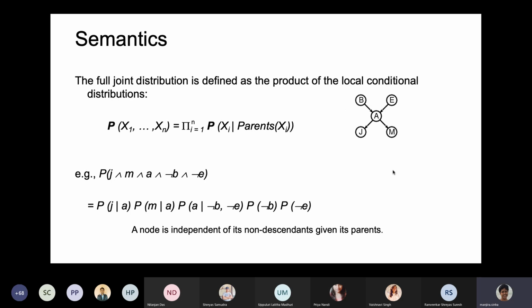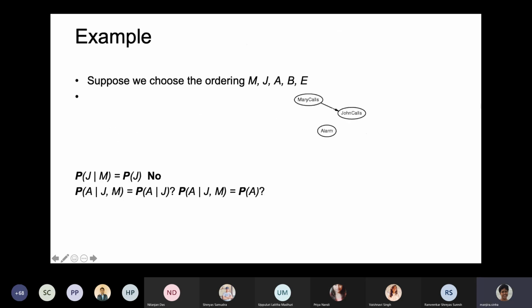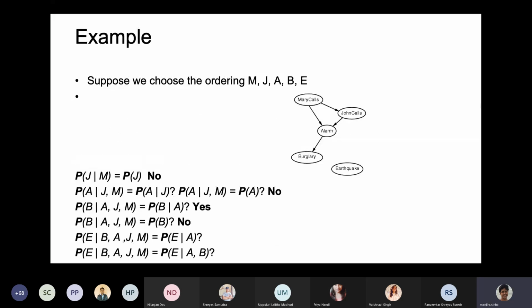If we had gone the other way around, E, B, A, M, J, we would have come up with this network. So both of these orderings are fine. Both of these network topologies are fine as long as the probability values are within the limits. And if you have this network, you can calculate the other way around, like from burglary to alarm, or earthquake to alarm.